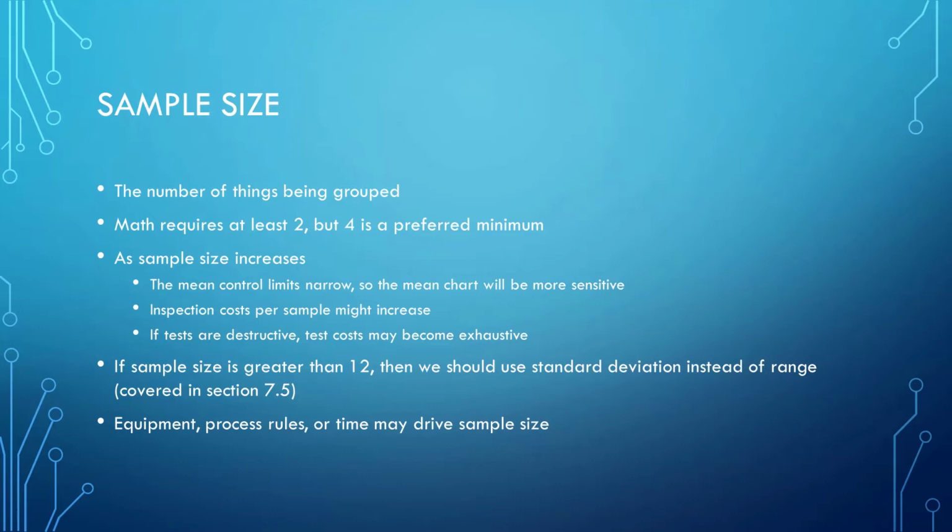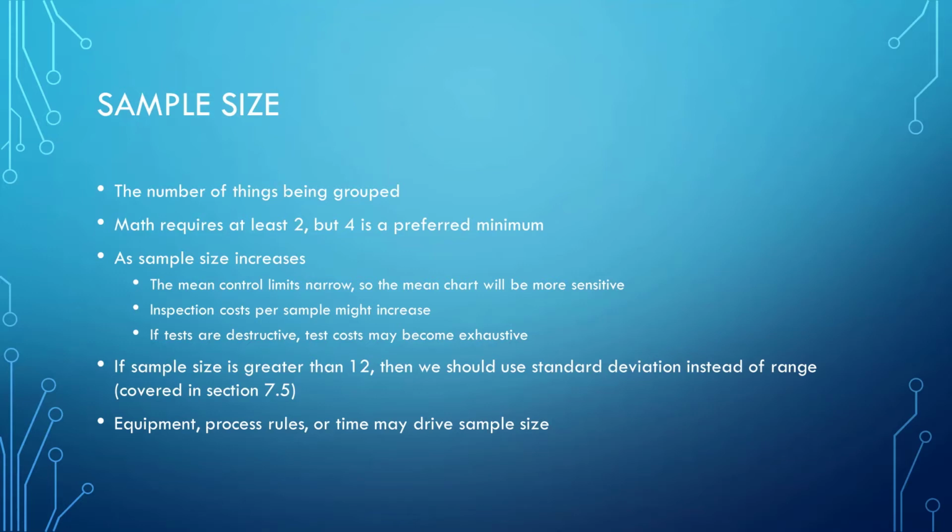In order to make bigger samples, either we have to gather data more frequently, which could be more expensive, or we have to wait longer for each sample to be complete, which means it will be longer until we know whether our process is in control or not. If the sample size is greater than 12, then instead of range, we should use the standard deviation, and we'll figure out how to do that in section 7.5.